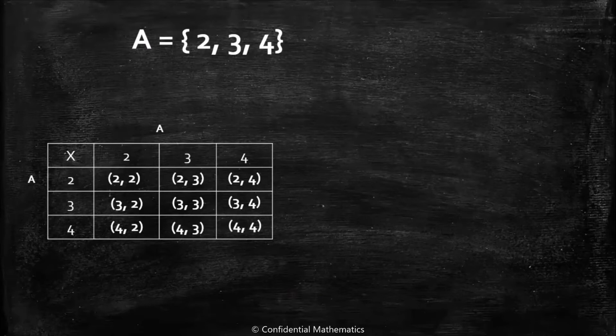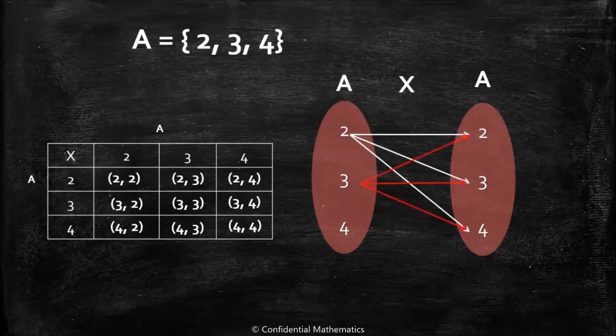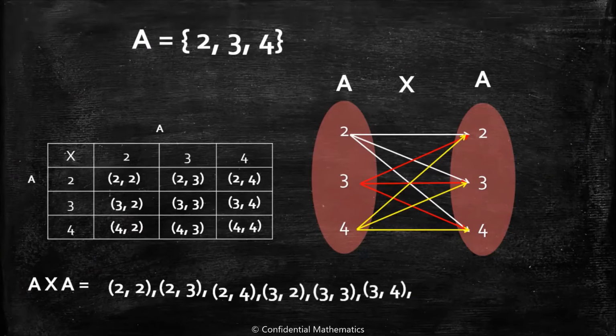If we arrange this in an arrow diagram, with set A on the left and also set A on the right, 2 is paired with these 3 elements, 3 is paired with these 3 elements, and 4 is paired with these 3 elements. A cross A is the set of all possible ordered pairs, by using the arrow diagram or this table: 2 comma 2, 2 comma 3, 2 comma 4, 3 comma 2, 3 comma 3, 3 comma 4, 4 comma 2, 4 comma 3, and 4 comma 4. This is also a single set, the set of all possible ordered pairs.